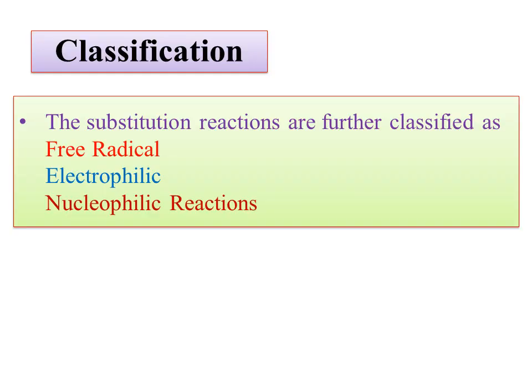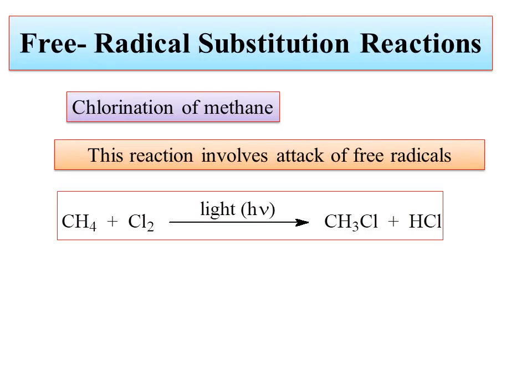When you consider substitution reactions, there are three different types that can take place. It can be substituted by an electrophile, by a nucleophile, or by a free radical. Based on that, they are classified into free radical substitution reaction, electrophilic substitution reaction, and nucleophilic substitution reaction. First we'll see free radical substitution reaction.